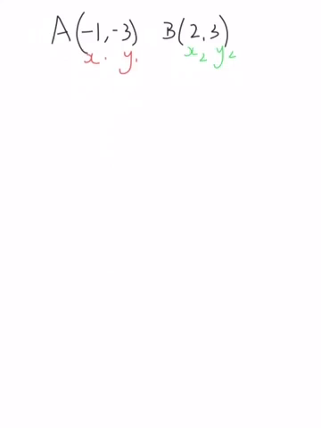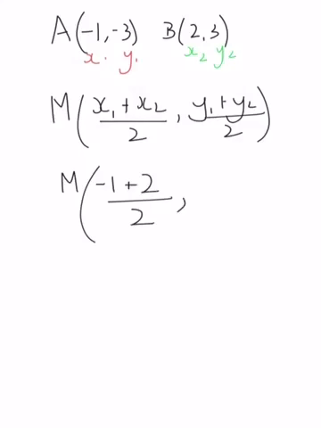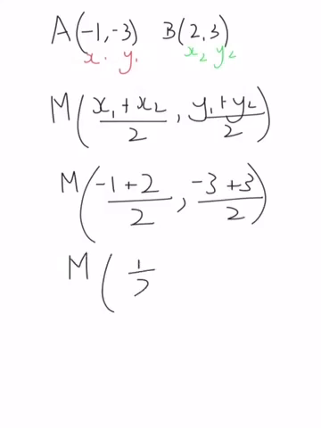I could also find the midpoint on the interval AB by using the midpoint formula, which is x1 plus x2 over 2, and the y-coordinate y1 plus y2 over 2. Then we just make a straight substitution, x1 plus x2 and y1 plus y2 over 2. Working that out, I end up with 1/2 and 0. So the midpoint of the interval joining A and B is (1/2, 0).